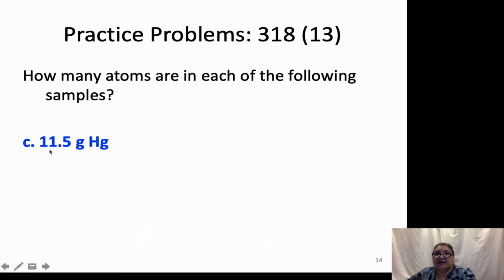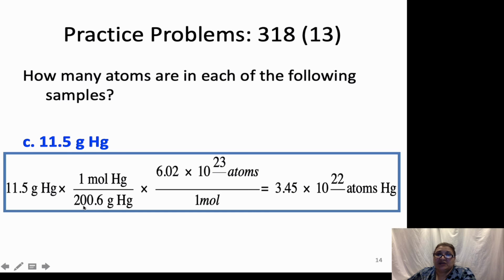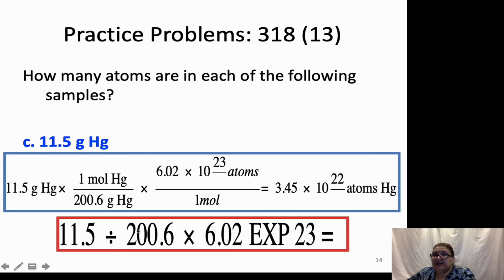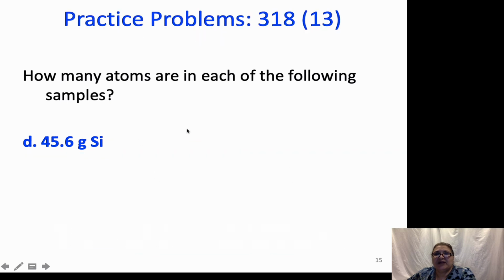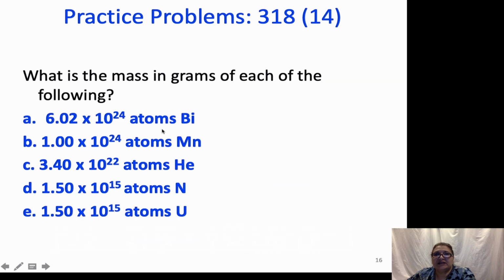Okay, one more. Mercury, 11.5 grams. So we divide by the molar mass, which is 200.6 right off the periodic table, multiplied by Avogadro's, and this is the number we get. And this is the steps. I think this different type also when we go from atoms to moles. Let's see. This one is extra practice on the slides. Yeah. So this one we're going to go reverse.